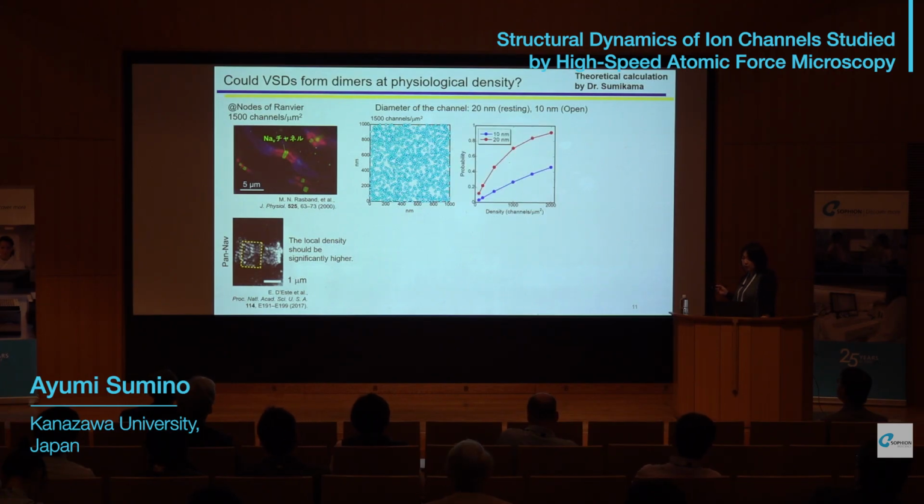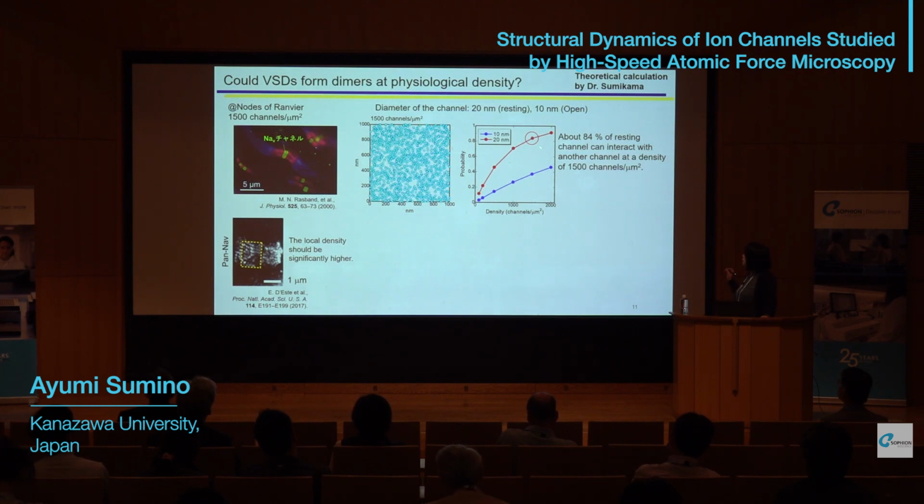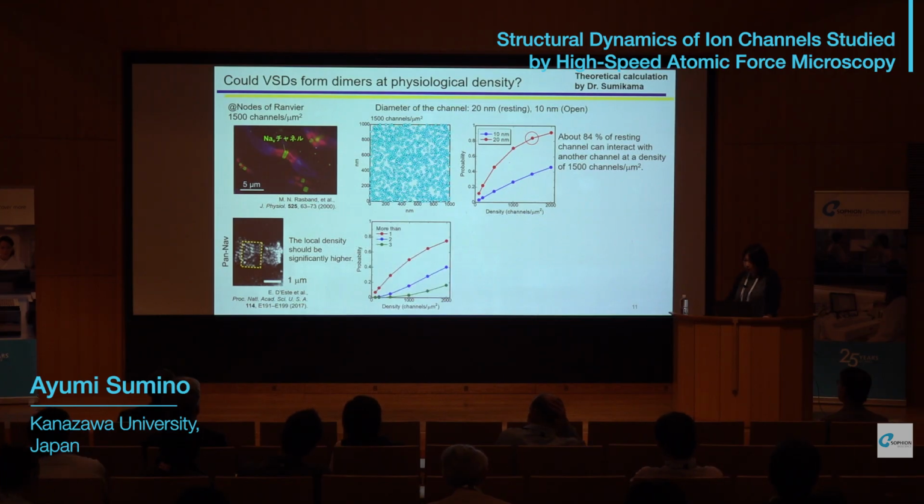And we calculated the contact probability between channels, between circles, from this image, and also the smaller circle indicating the open conformation. And we found that in this random distribution situation, about 84% of resting channels can interact with another channel at this channel density.